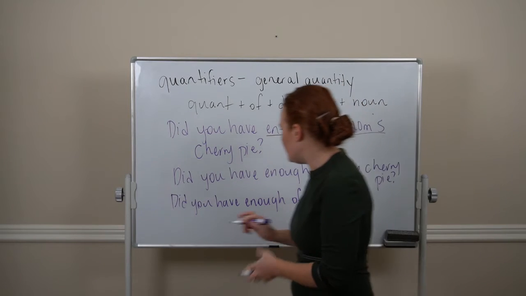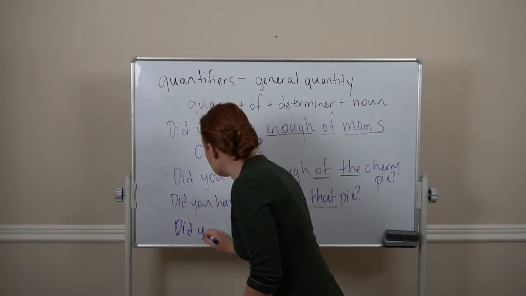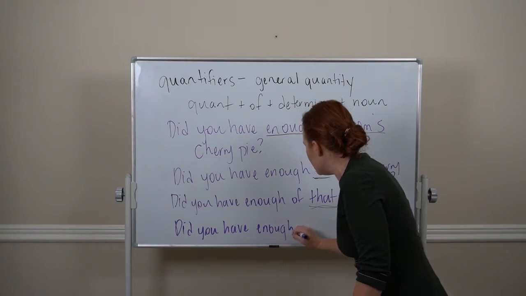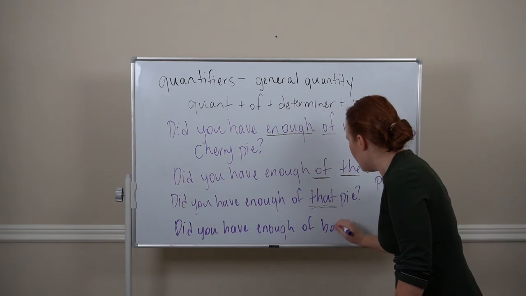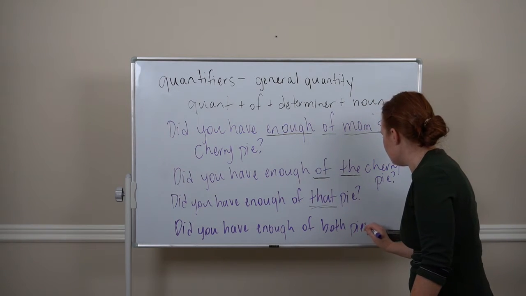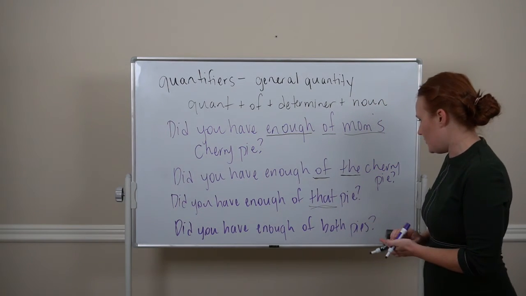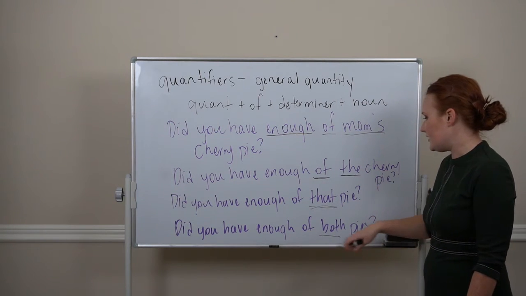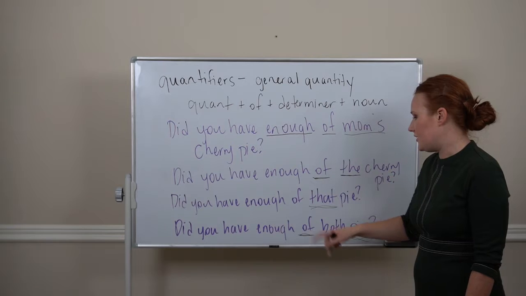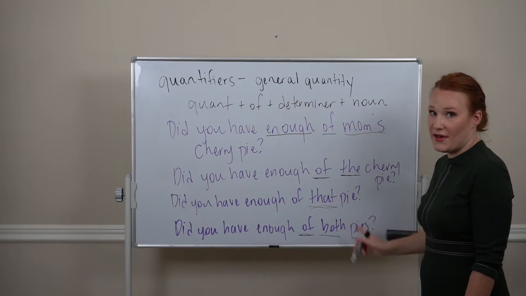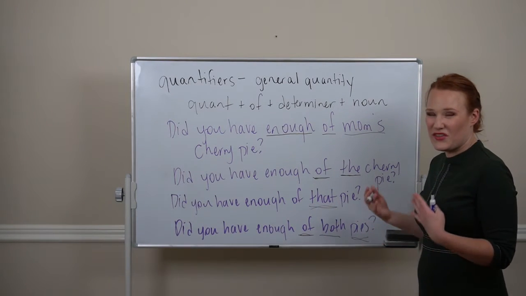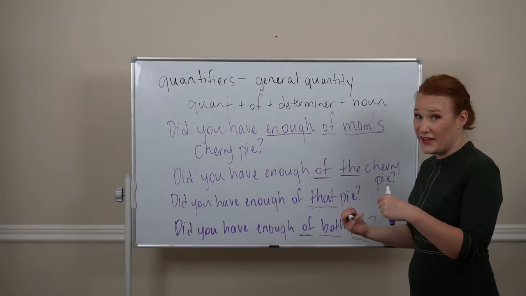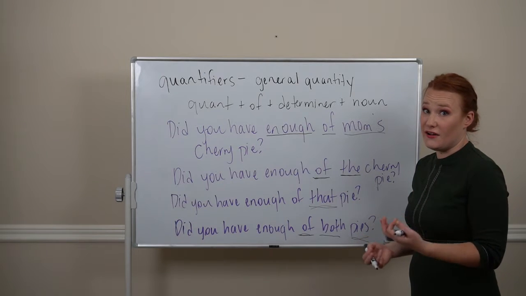And last example. Did you have enough of both pies? There's a different one here. Both referring to two, so we have to use that plural ending and add of before it. Enough of both pies. So basically, when there's something before the noun that's being more specific about which noun, we'll have to add of before it.